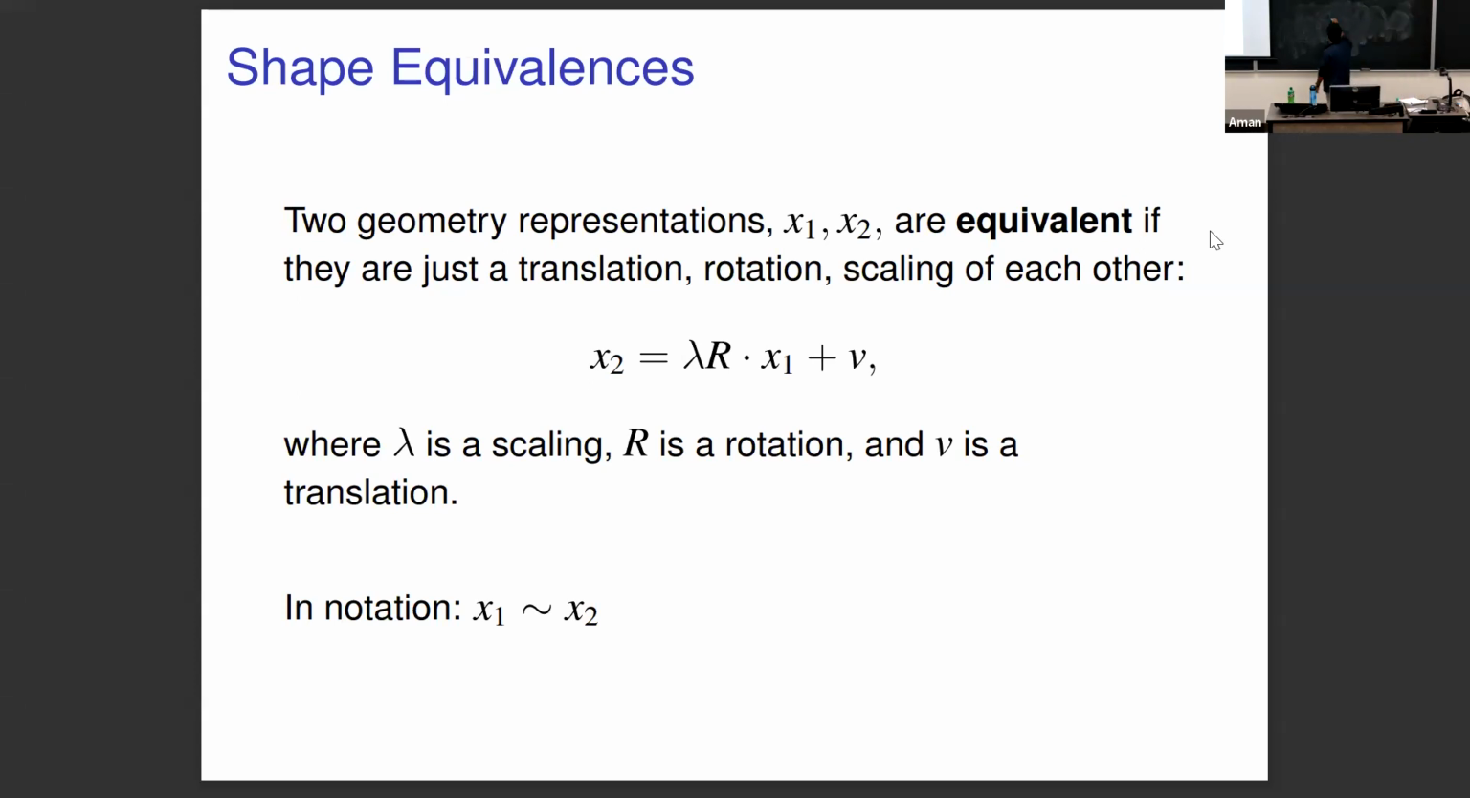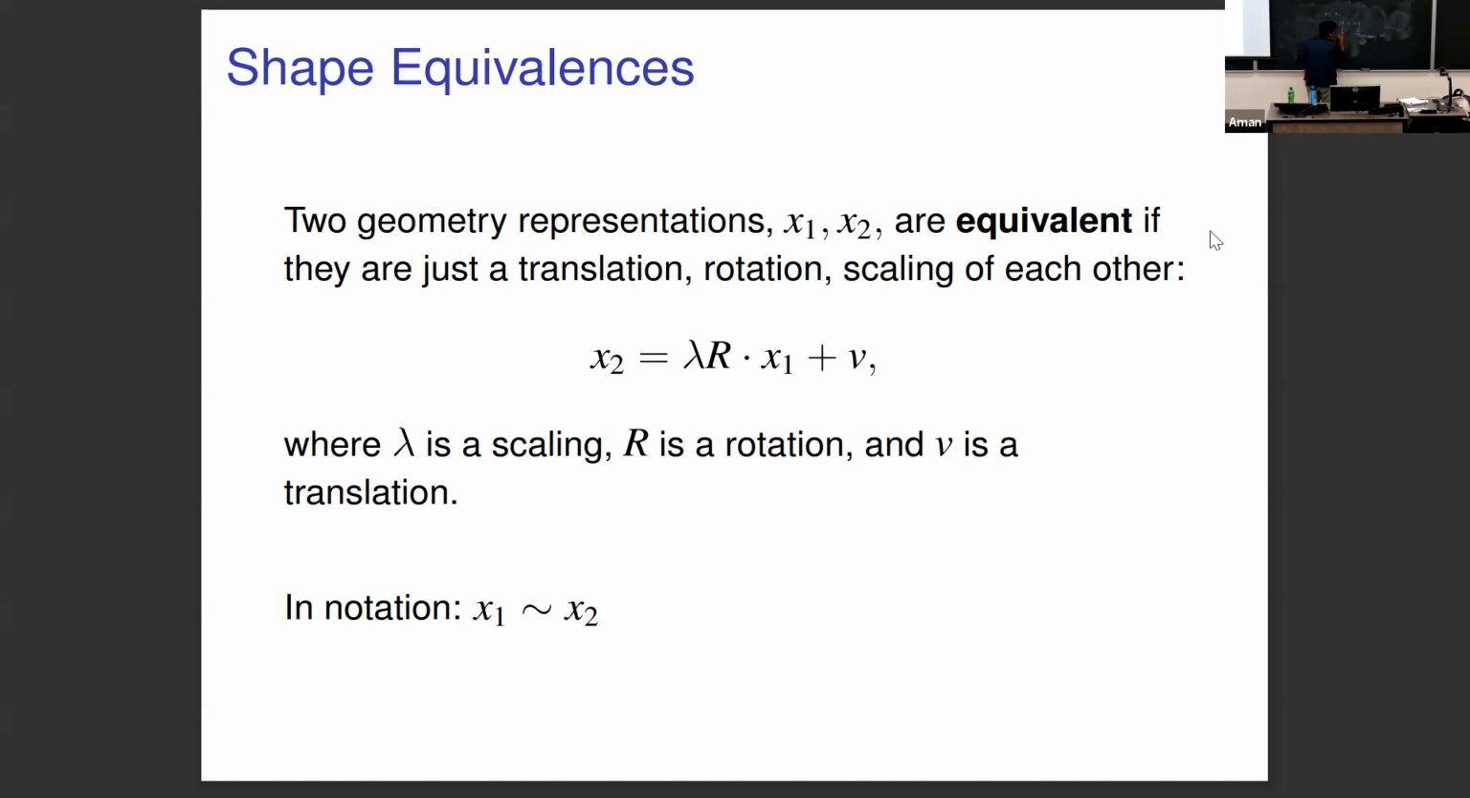So shapes x1 and x2 are equivalent to each other if they are just translations, scalings, or rotations of the other shape. If x2 is just a rotated version of x1, it's the same shape, so equivalent. This is what we have been discussing so far. So essentially, what should happen is that x2 should be lambda times rotation times x1 plus v. v here is the translation, that you move x1 by this amount.